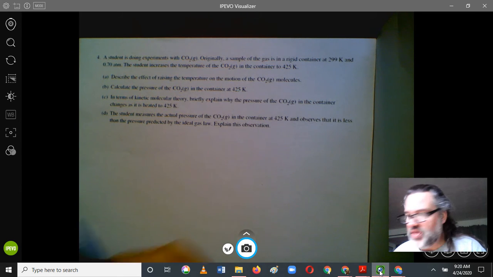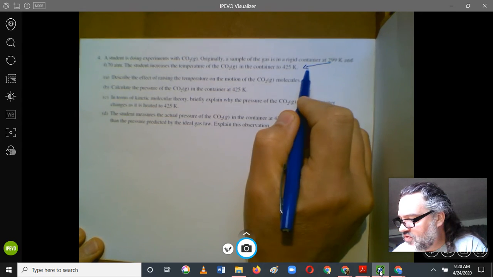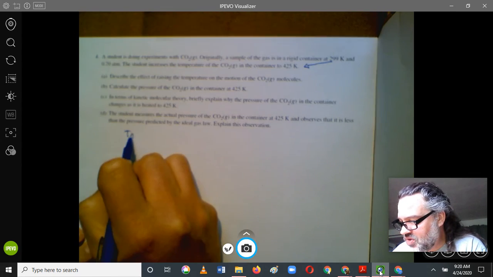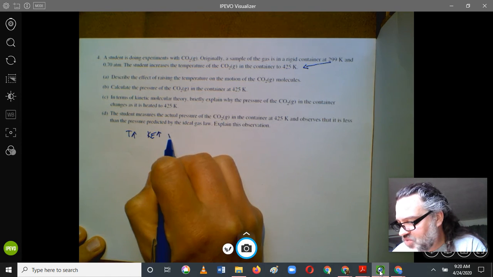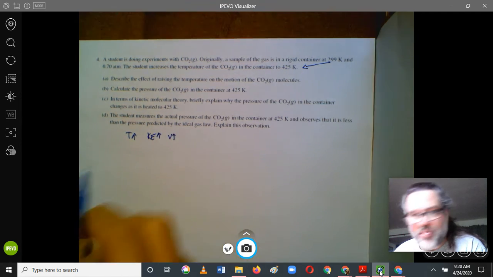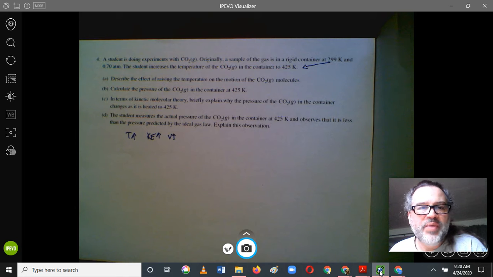As you go from 299 to 425, as temperature goes up, the kinetic energy has to go up, which means the velocity will go up. The particles will simply move faster. So what would they have on the motion of them? They would have more velocity, and that's the key thing to remember there. Calculate the pressure of the CO2 in the container at 425.